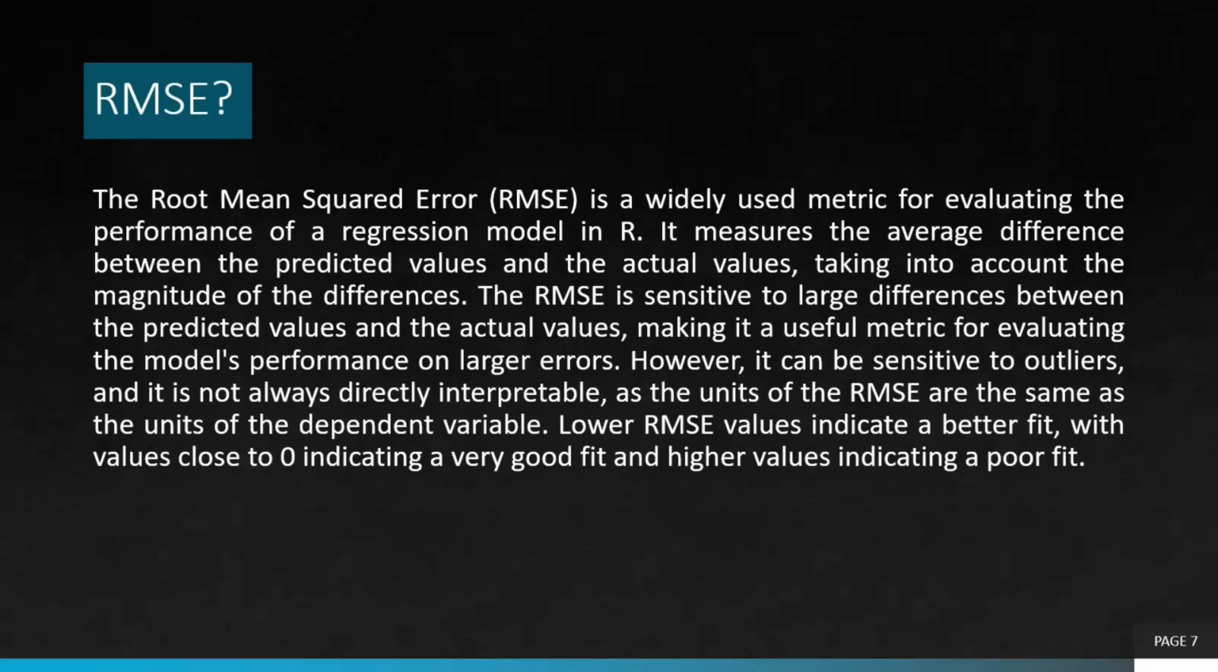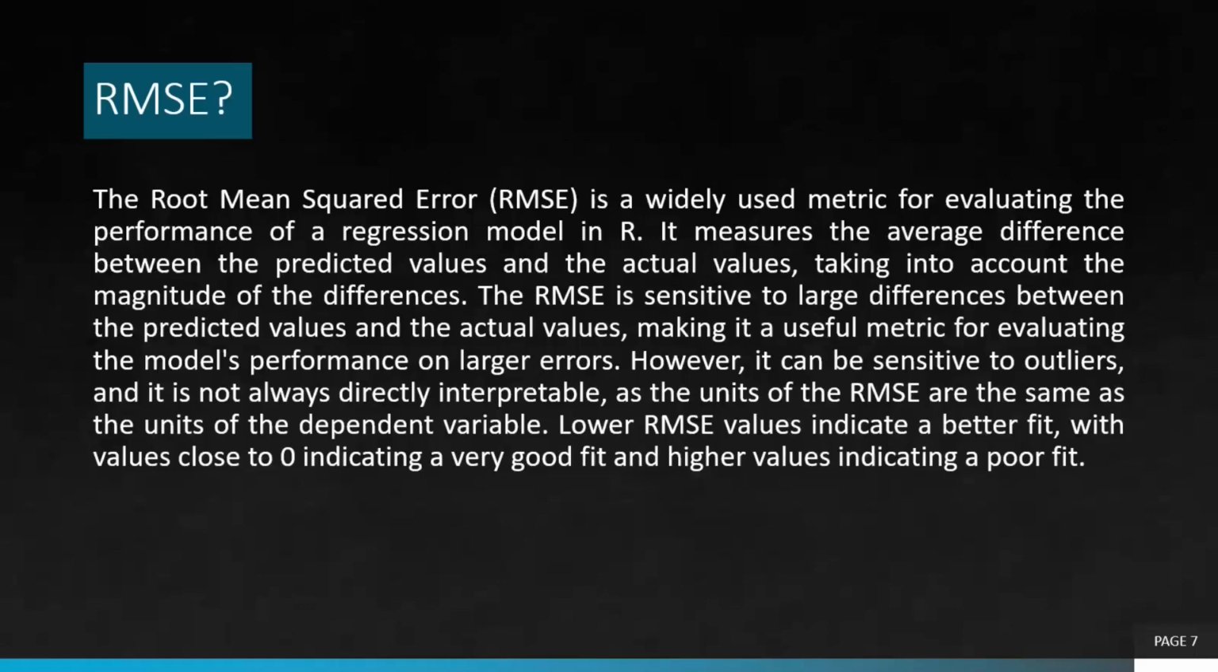However, it can be sensitive to outliers. Outliers are basically the most extreme values or strange values in your dataset, and it's not always directly interpretable, as the units of the RMSE are the same as the units of the dependent variable. Lower RMSE values indicate a better fit, with values close to 0 indicating a very good fit, and high values indicating a poor fit.